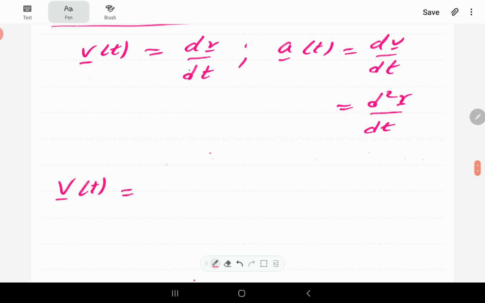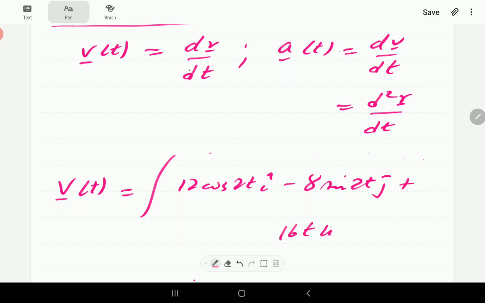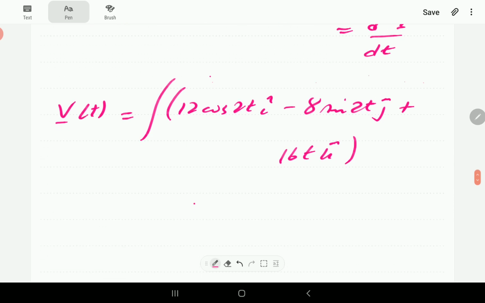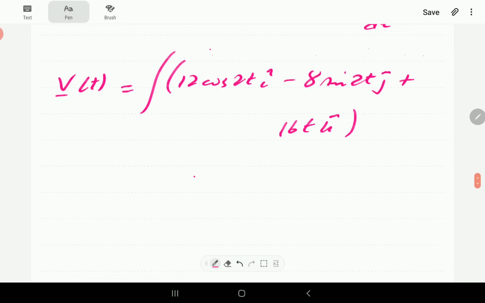So in order for us to find the velocity here, we are going to need to integrate the acceleration vector, which is 12 cosine 2t i minus 8 sine 2t j plus 16t k. So this is going to be an indefinite integral. So let's work through that.